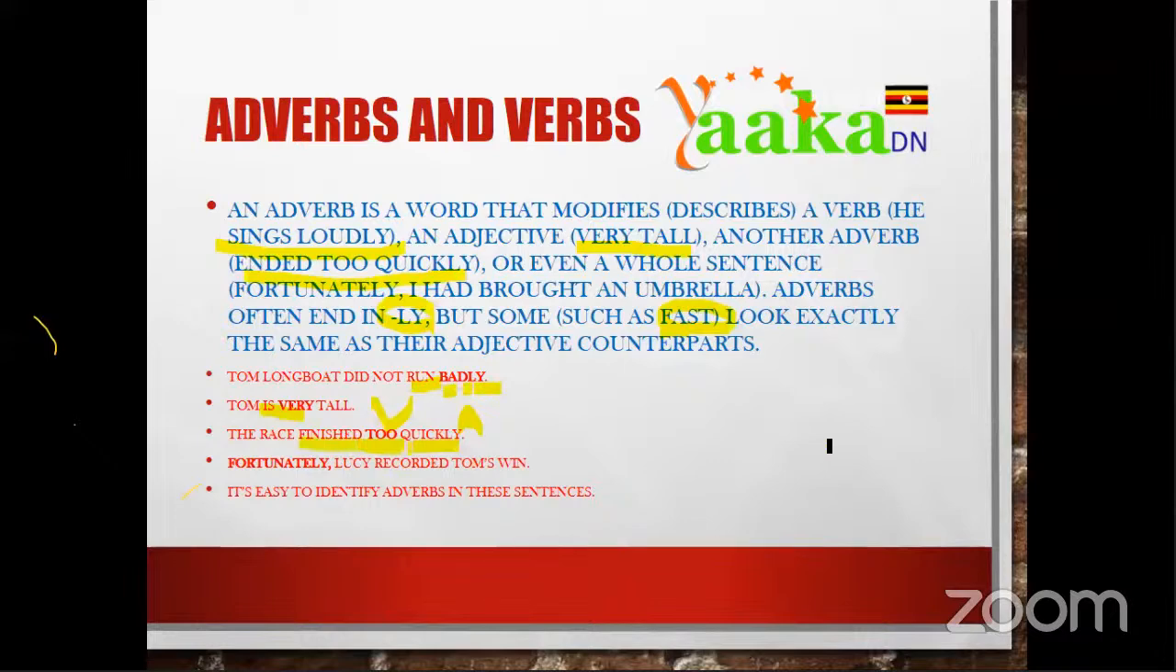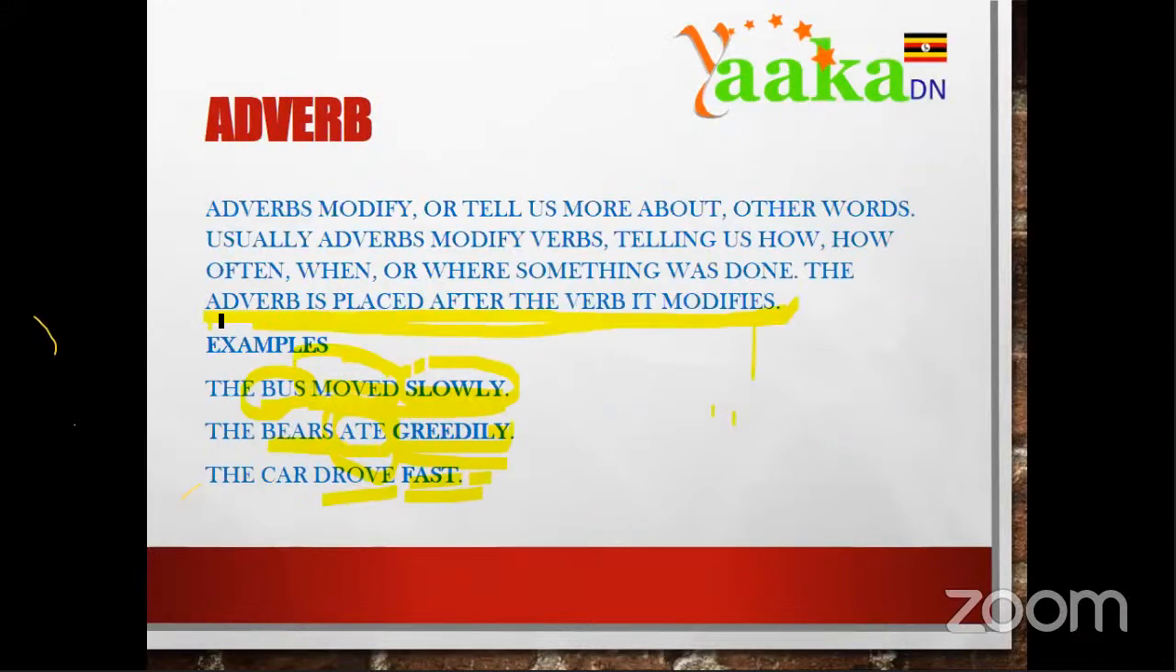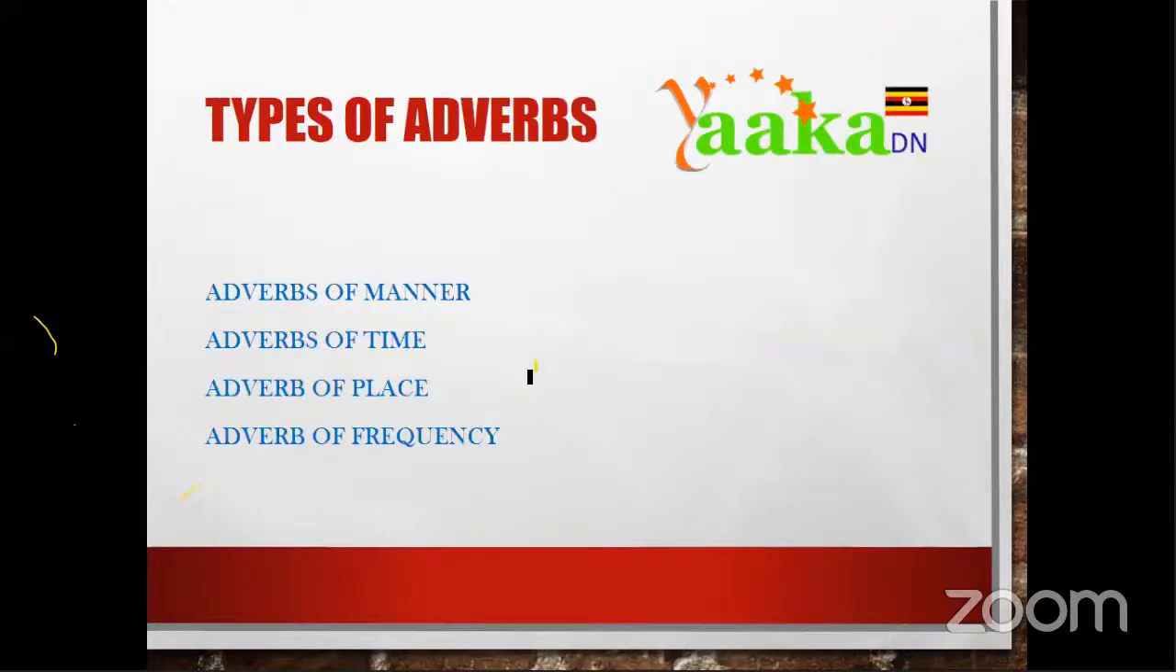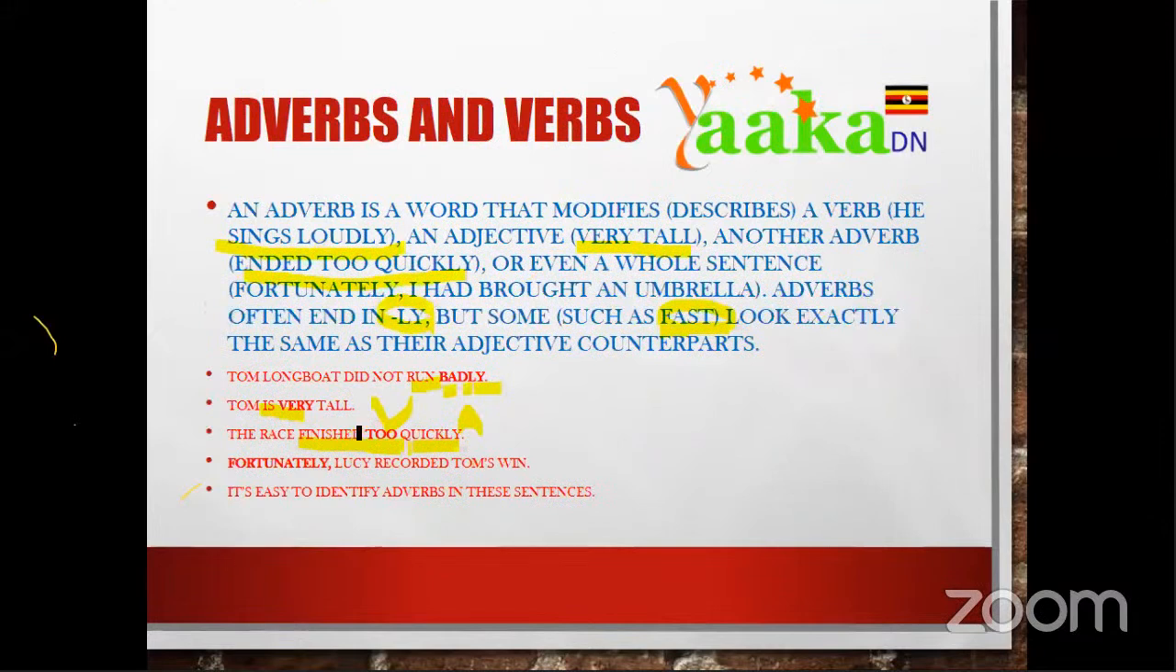Please, you shouldn't forget this note here. This note is very important. I repeat, this note is very important. They tell you it is placed after. So that means the verb is before the adverb. In the chat, Brenda says finished is a verb. Yes. So in here, finished is a verb and too is an adverb.